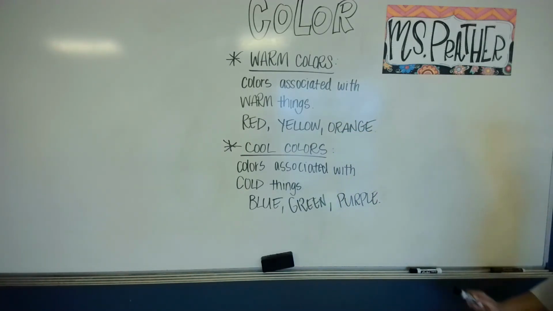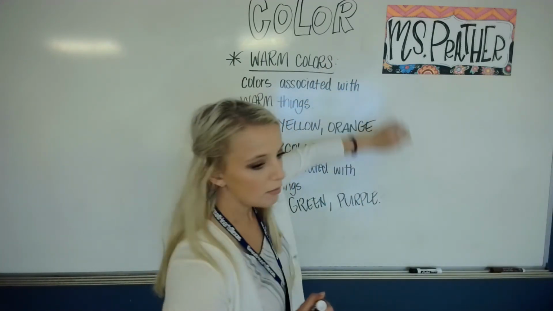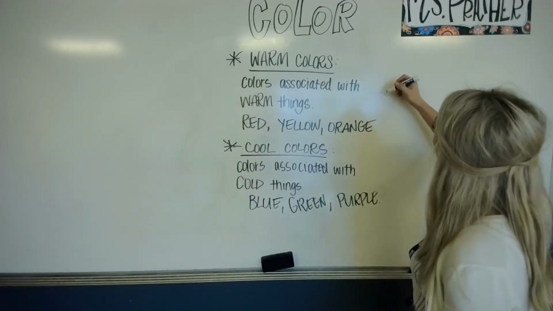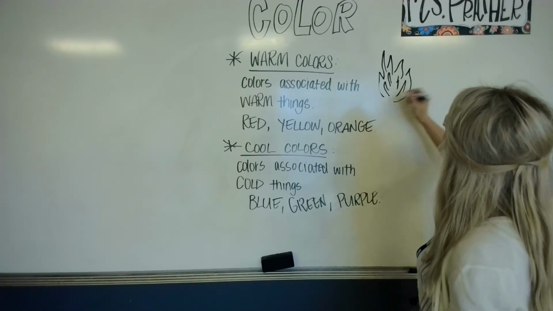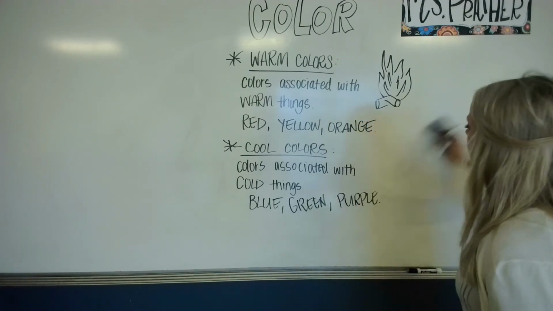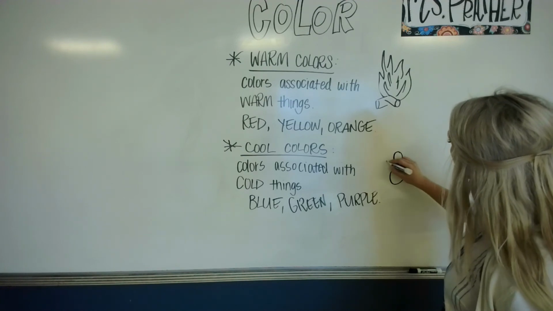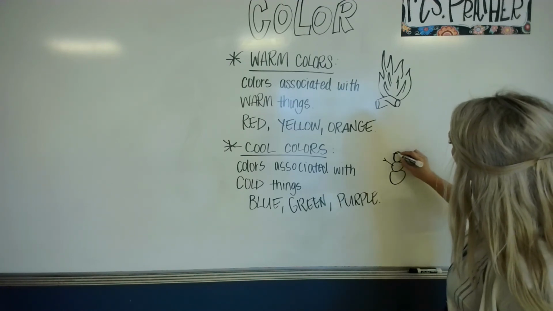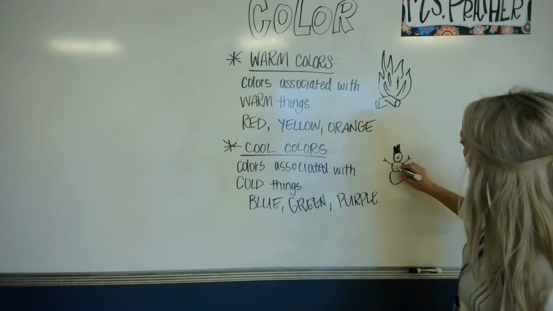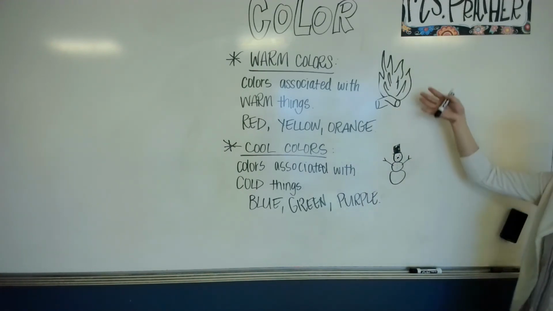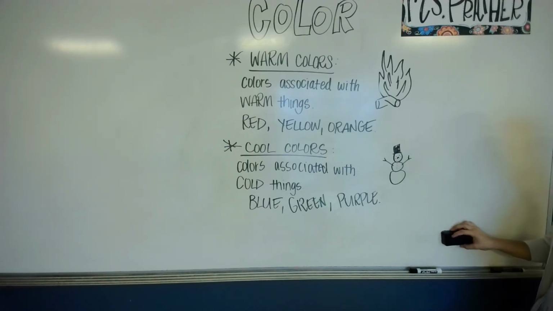So what kind of things do you associate with warm and cold? Go ahead and draw those things next to each term. So if I associate fire with warm, I'm going to draw a fire. If I associate ice and snow with cold, I will draw a little snowman. Give him a nice little hat. There we go. Snow and fire. Cold and warm. Okay? Press pause if you need the notes. I'm going to erase them.